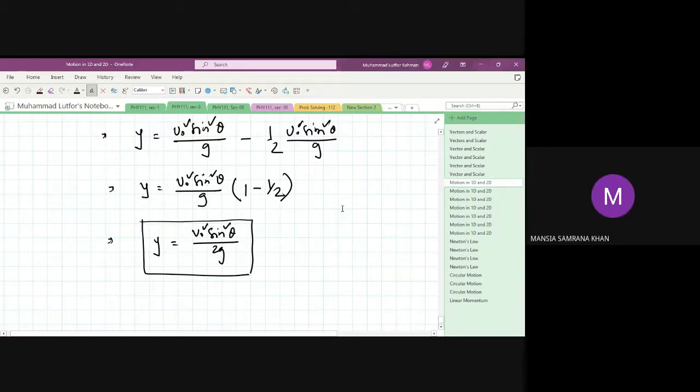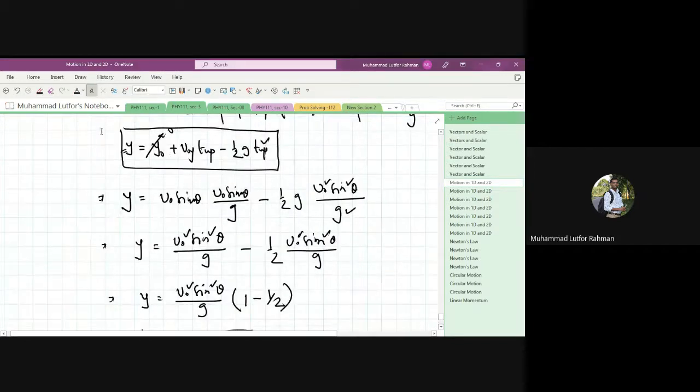Sure, I was just asking if this is for maximum height. Yeah, this is actually the maximum height equation. But I'm not encouraging you to memorize this equation. Please, guys, do not memorize this equation. It's not going to be the usual case. Sometimes it will be different. So we can always use this equation to find out the maximum height.